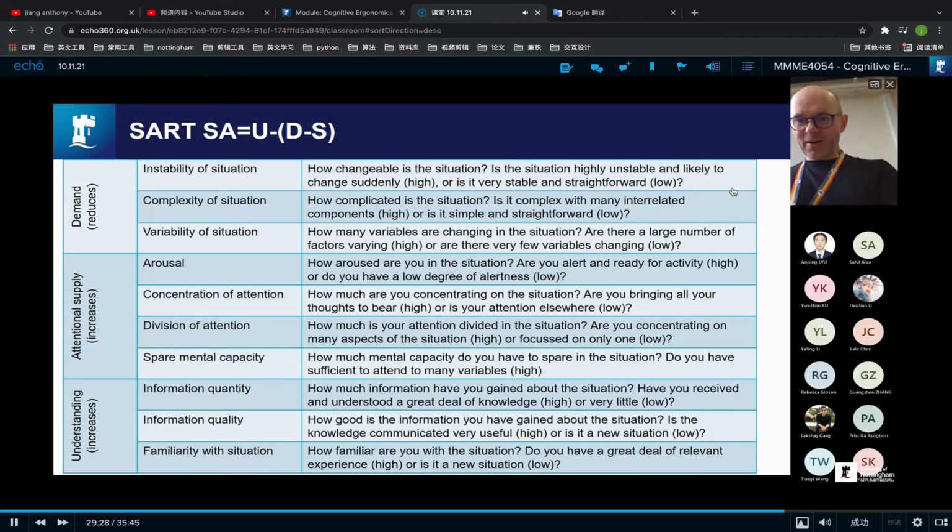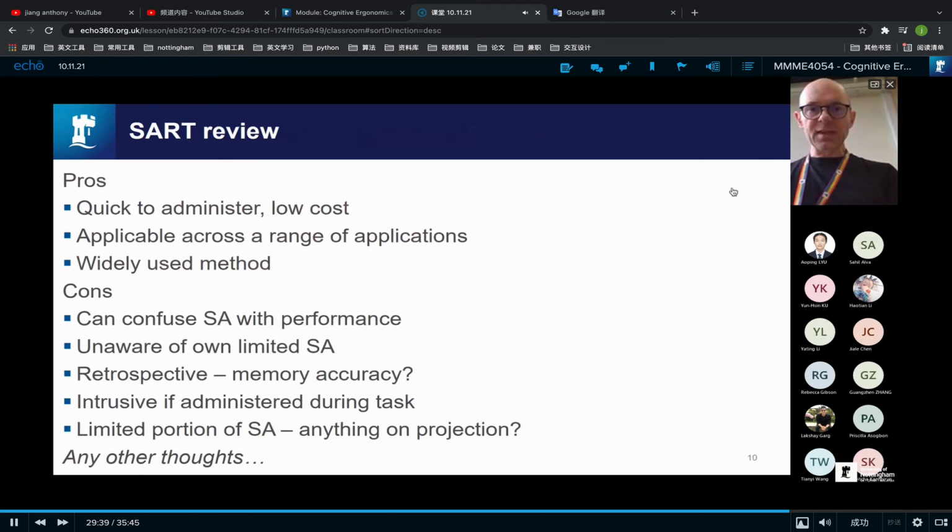Right, let us move on. Oh, thank you, online. Yeah, 1.6, about the same as mine. So we see quite a lot of variability in the scores. So the next slide was really thinking about the pros and cons of the SART.